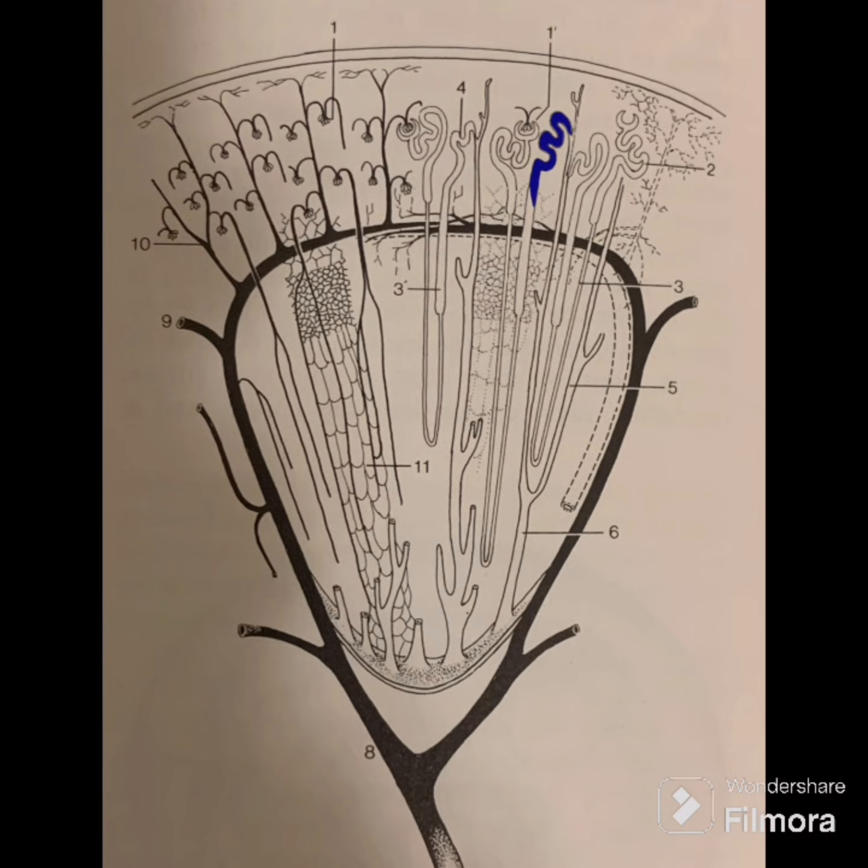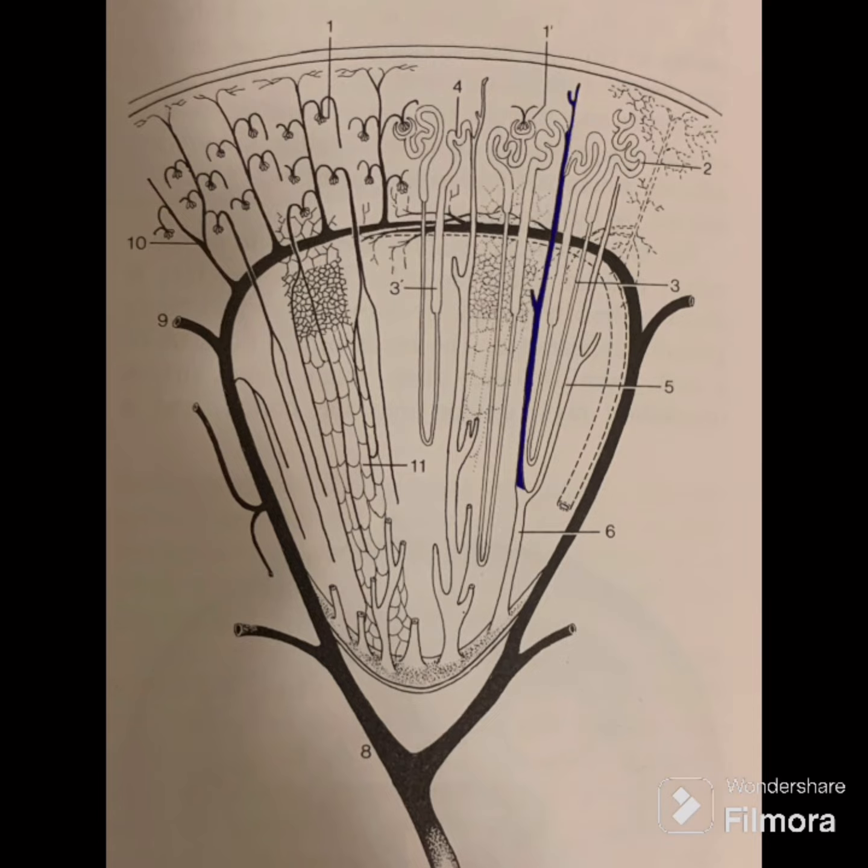Now we're going to take a look at one of the nephrons of the kidneys. You can see here that I've highlighted the distal convoluted tubule in blue, as well as one of the collecting ducts in blue as well. When aldosterone is present, essentially what it's going to do is tell the distal convoluted tubule as well as the collecting duct to reabsorb sodium and water and excrete potassium.